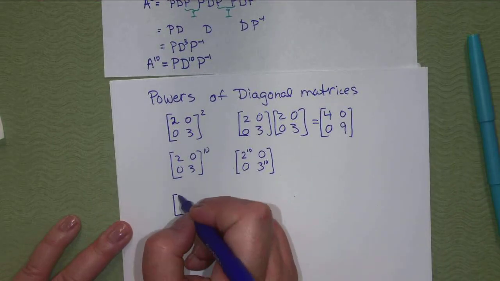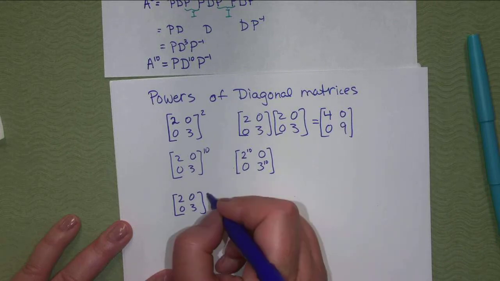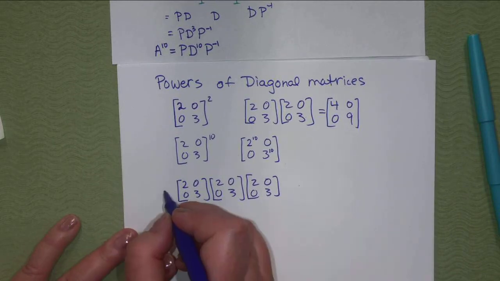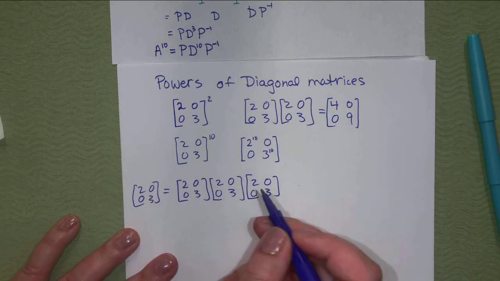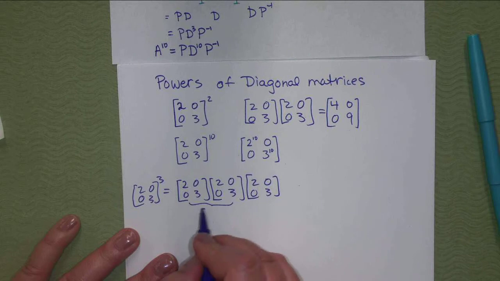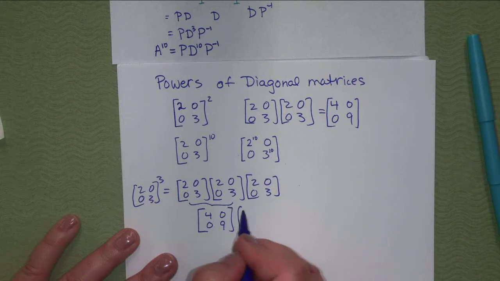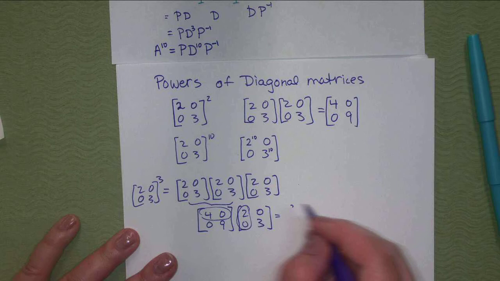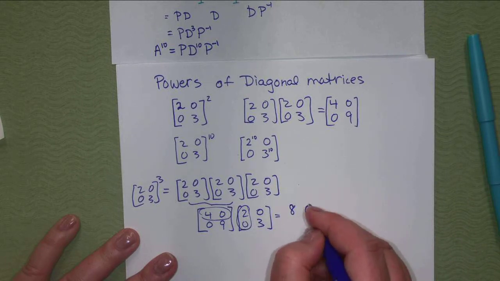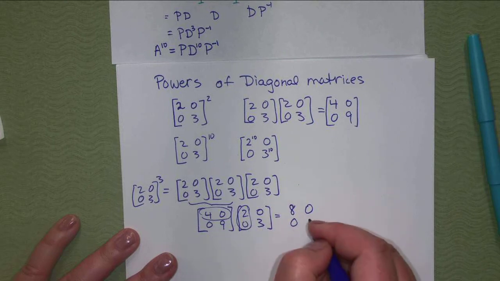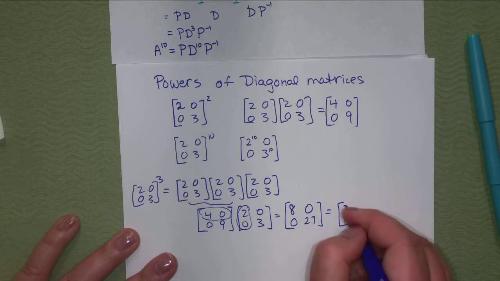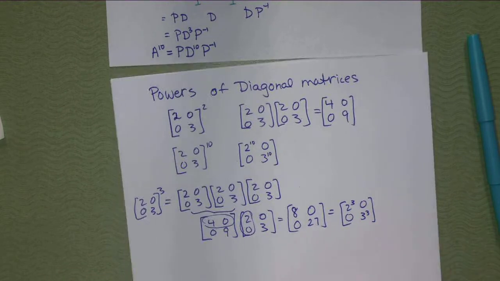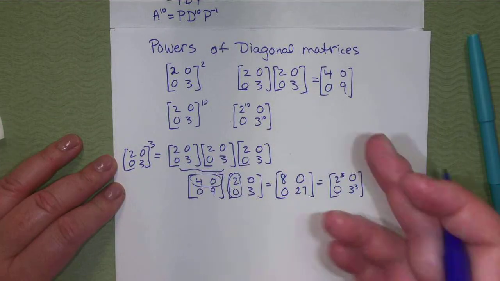So for example, we're not going to do this all out, but if you wanted to do this, just cube, right? You would do the first two. And then you multiply it by this. You get 4 times 2 is 8. Here you get 0. Here you get 0. And here you get 9 times 3, 27, which is just 2 cubed and 3 cubed. Right. And if you kept going, you would multiply it one more time and one more time. So powers of a diagonal are just the diagonals, the main diagonal to the same power.